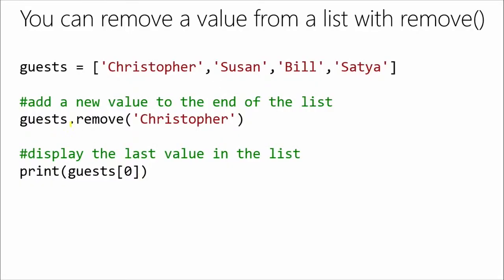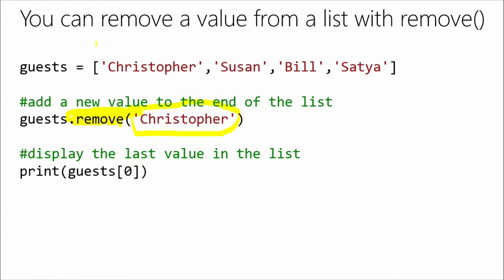So I can remove a value from a list as well. There's actually 2 different ways to remove a value from a list. If we take a look at the code on the slide, one option is to use the remove function. With the remove function, you specify the value contained in the list that you want to remove. So I'm not specifying the index position this time. This time I'm being explicit. My apologies, Christopher, this time I know you were double booked this evening and you won't be able to make it, so I'm removing Christopher from the guest list.